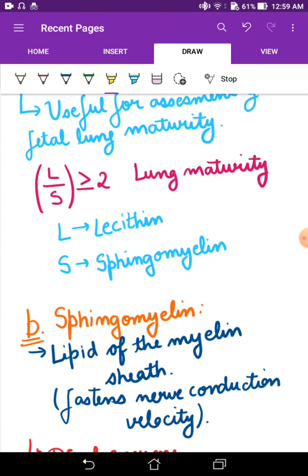We will see about it later also. If the L by S ratio is equal to or more than 2, it indicates fetal maturity. It is used for that; the concentration is good.